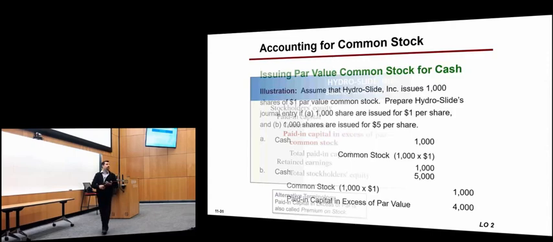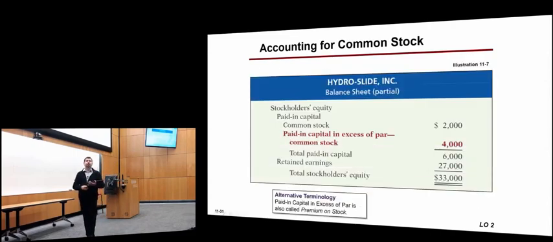And then in this case, the company will list paid-in capital in excess of par value for common stock as another account under paid-in capital, and it will be added to stockholders' equity. Any questions?